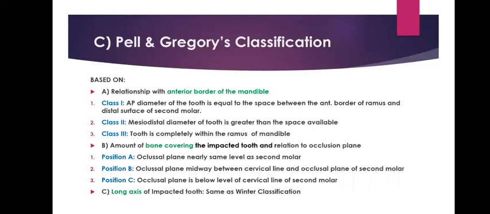Now, according to the amount of bone covering the impacted tooth and the relationship to the occlusal plane, it is classified as position A, B, and C. Position A, the level of the occlusal plane is the same as the second molar. In position B, it is midway between the cervical line and occlusal plane of the second molar. And in position C, the occlusal plane is below the cervical line of the second molar.